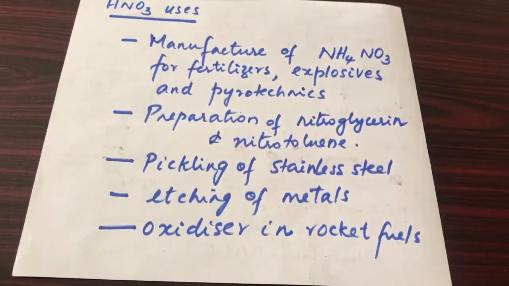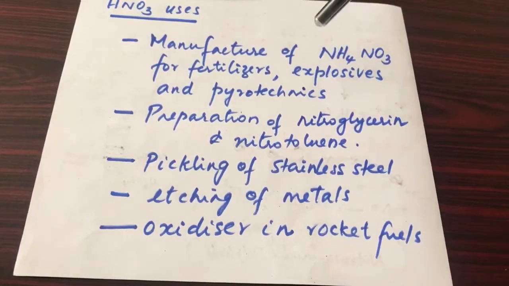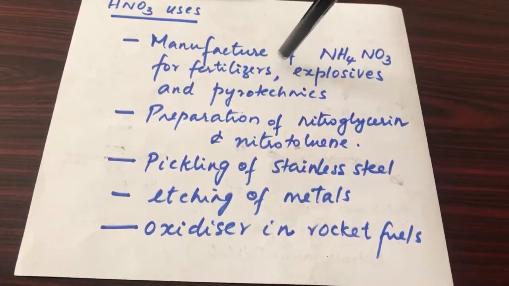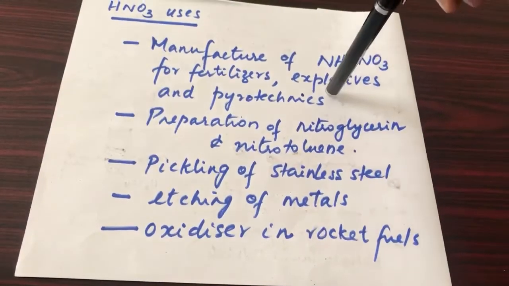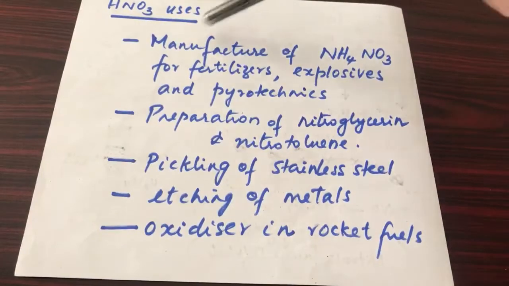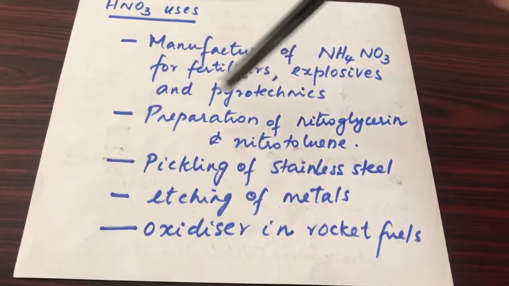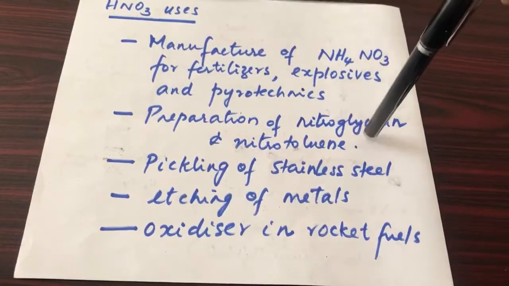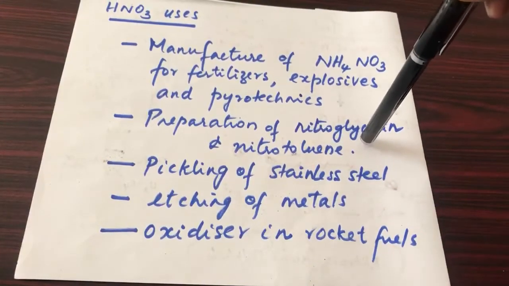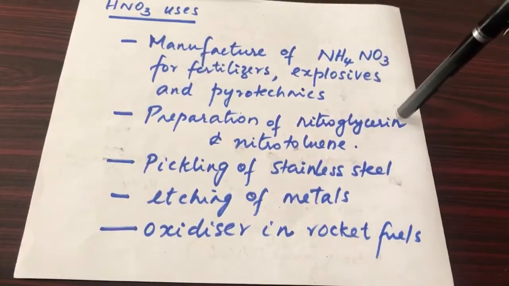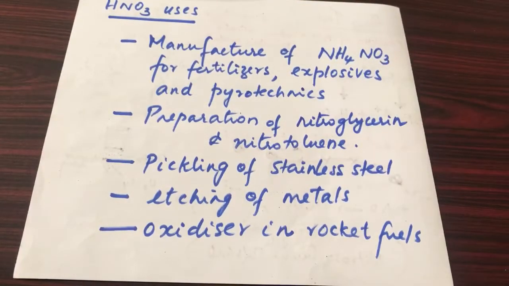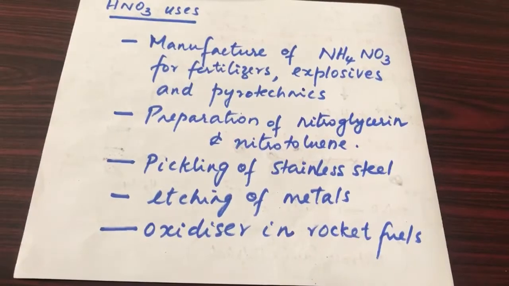HNO3 is used in the manufacture of NH4NO3, ammonium nitrate, for fertilizers, explosives, and pyrotechnics. Then it is used in the preparation of nitroglycerin and nitrotoluene. Both of these are important. All these preparations are used for the preparation of organic nitro compounds, we usually say like that.